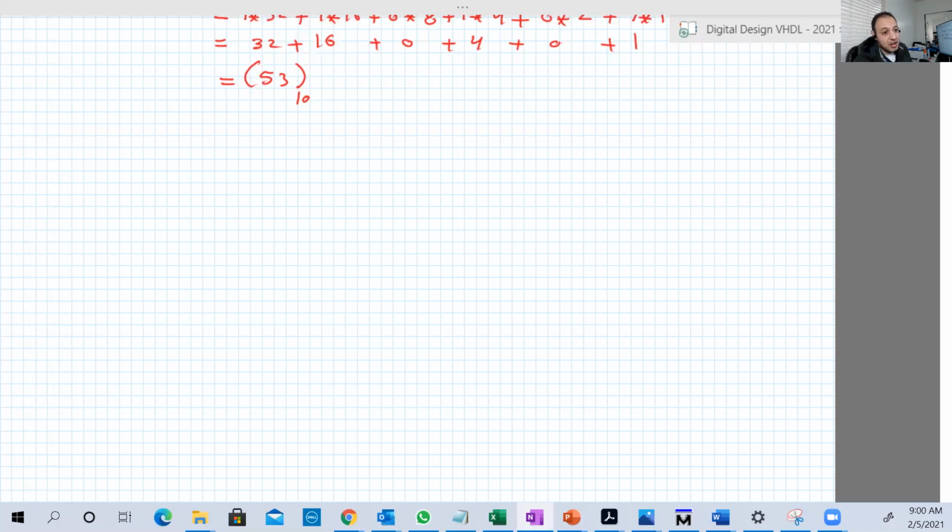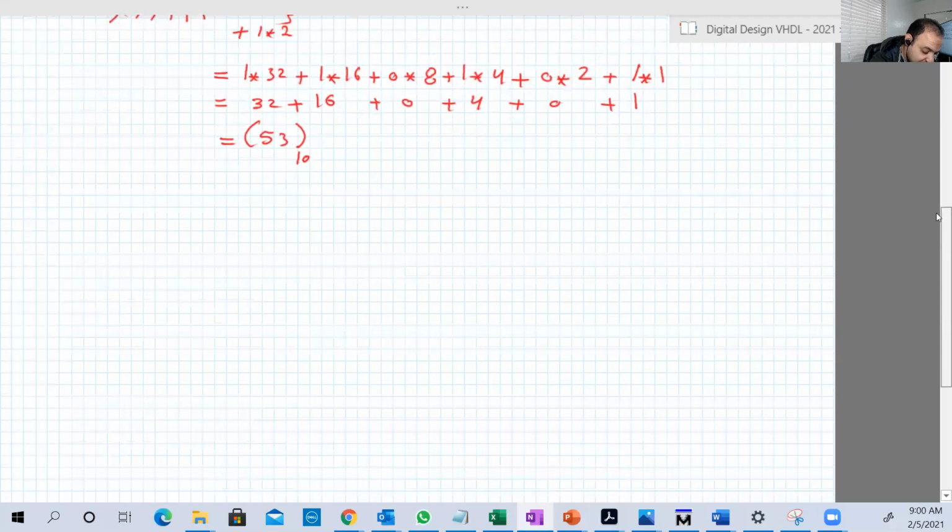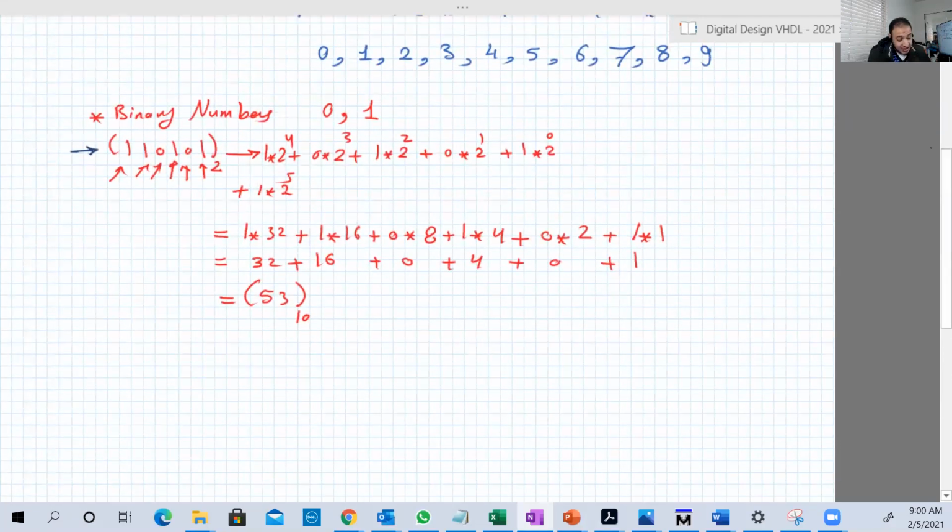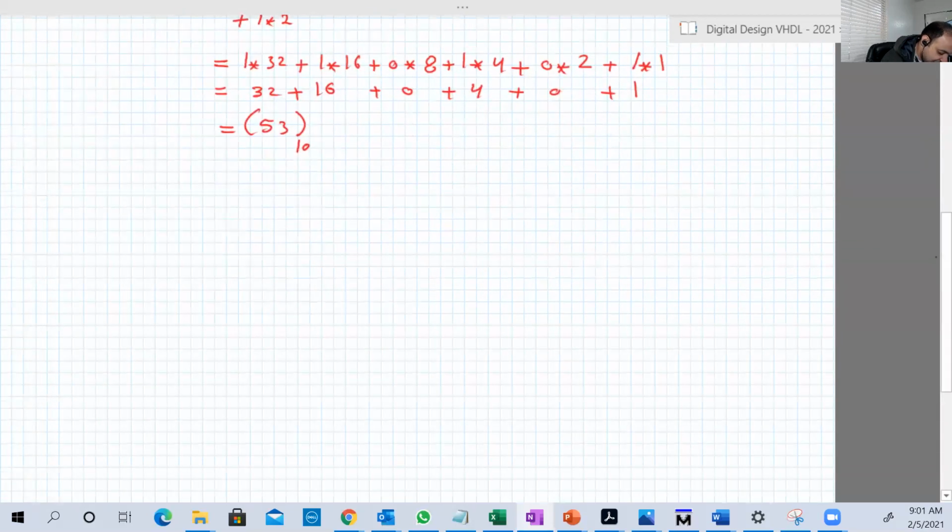Hello. So last time we introduced the concept of binary numbers. It's just a numbering system, just like decimal, the one that we used to use. And we saw how to convert binary numbers into their decimal equivalent. Now the turn is how to do the opposite, how to convert a decimal number like 53 into binary. So let's have examples here.